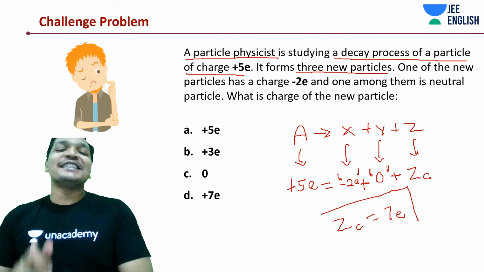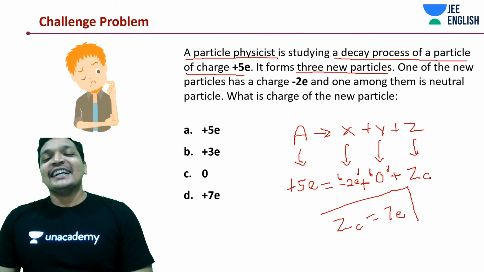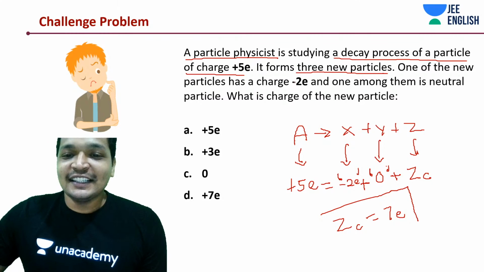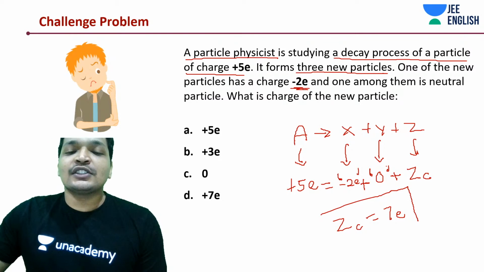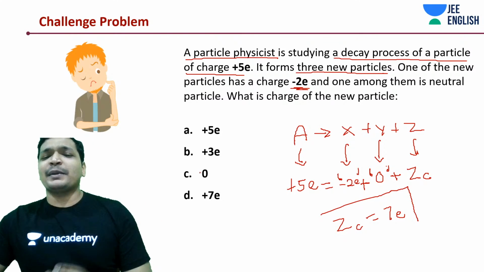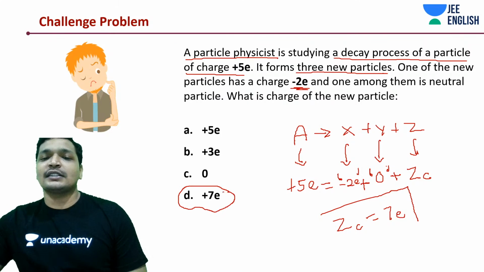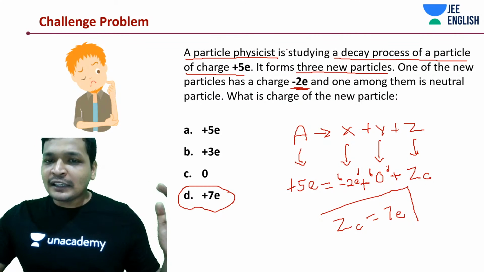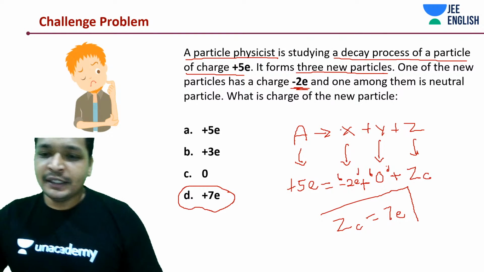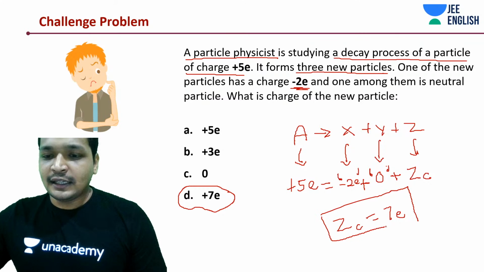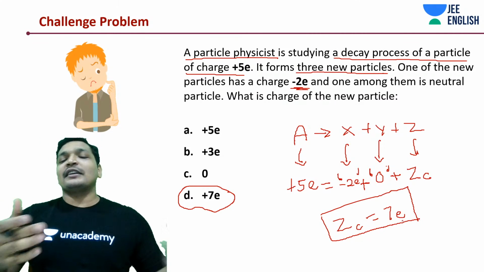Why would it be plus 3E? It is minus 2E charge, right? It's minus 2E charge. So don't get confused on basic things like that. That is why we have questions like this, students. A particle physicist, let me come to the question again. So it's like, you guys are smart, you guys are brilliant, but what is going wrong?